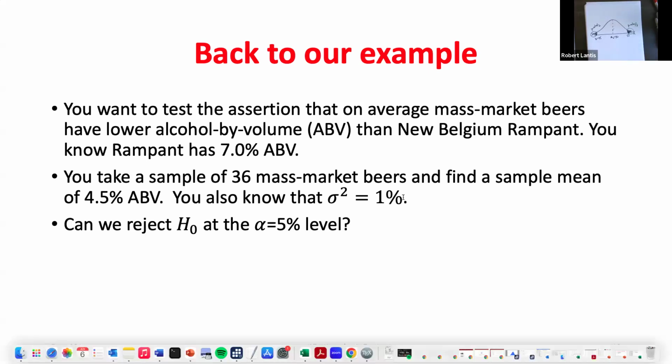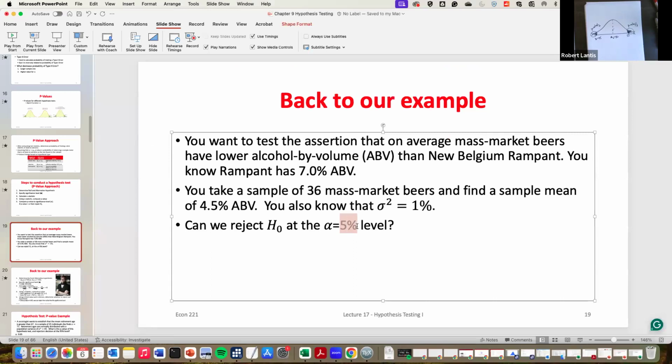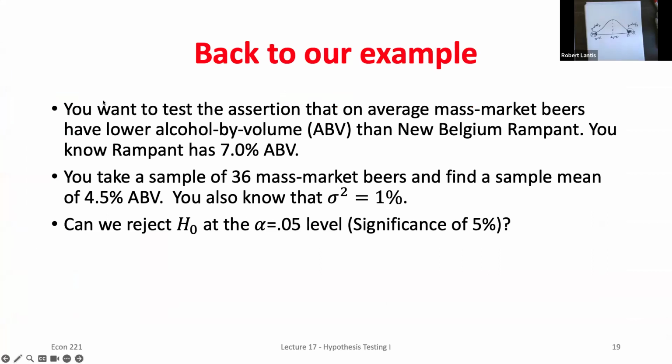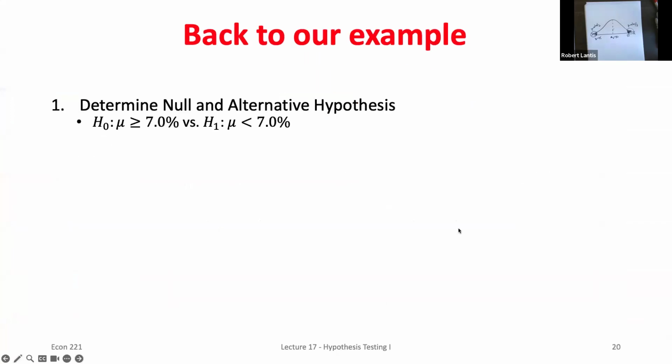Really, to be technical, our alphas should be in decimal form. And in fact, I have this in the slides later, but if I can spell, we end up saying that an alpha of 0.05 would correspond to what we say is the significance level of 5%. Okay. So determine our null and alternative.